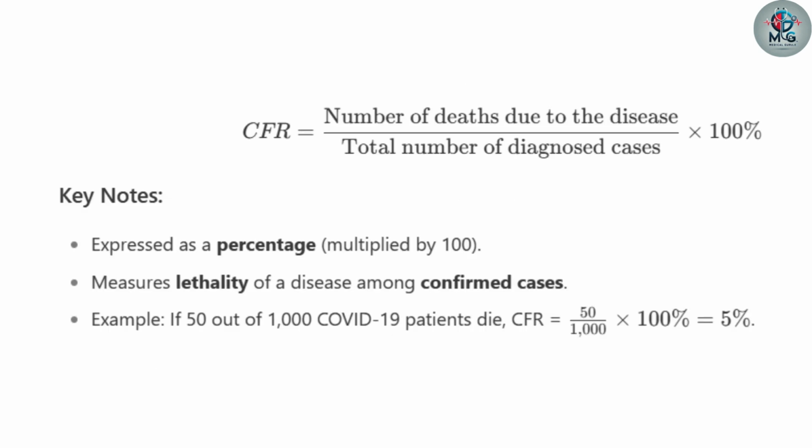CFR equals the number of deaths due to the disease divided by the total number of diagnosed cases, times 100%. Key notes: it is expressed as a percentage, multiplied by 100, and measures the lethality of a disease among confirmed cases. Example: if 50 out of 1,000 COVID-19 patients die, CFR equals 50 over 1,000 times 100%, which equals 5%.